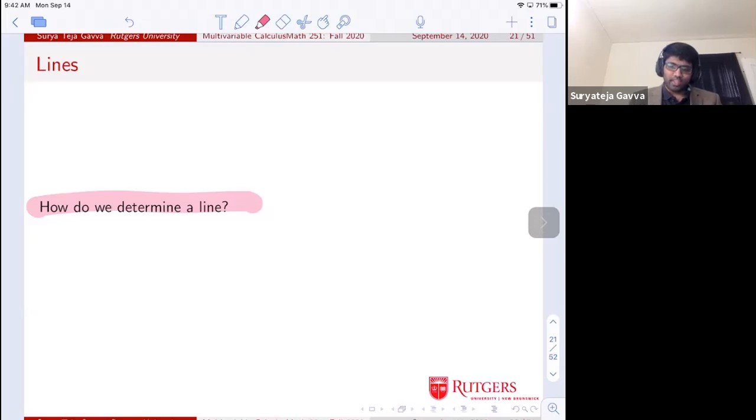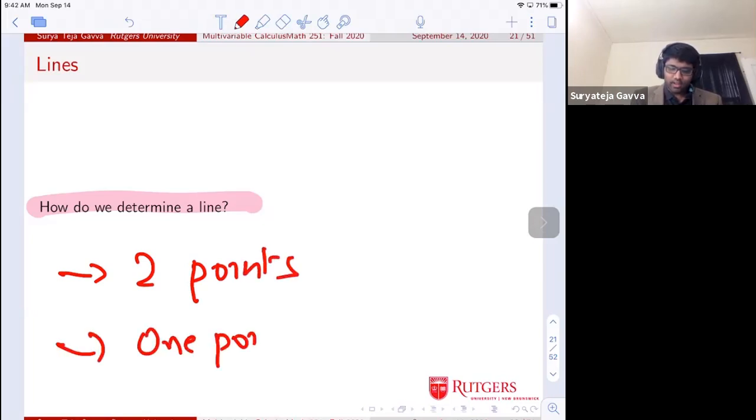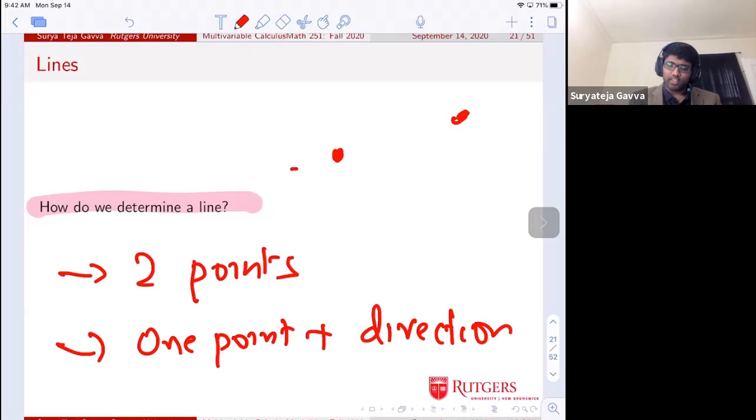Yeah, so there are different answers. Yes, you can take 2 points in the space and determine a line. So 2 points is a good answer. Or another thing is you have 1 point plus a direction. That's one thing. Or you have 1 point and the direction. So both of them will give you different ways to determine a line.